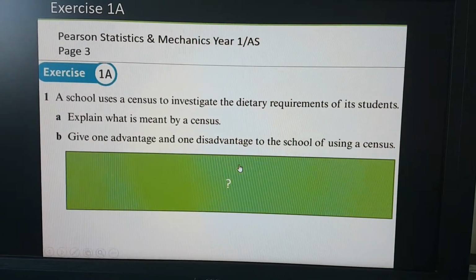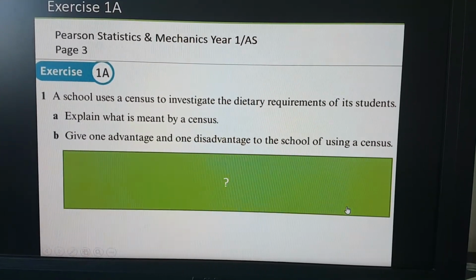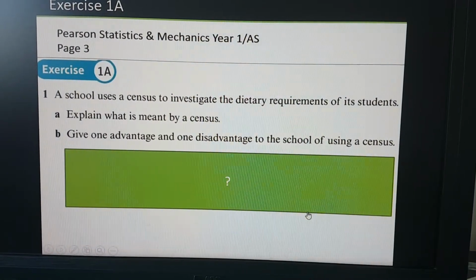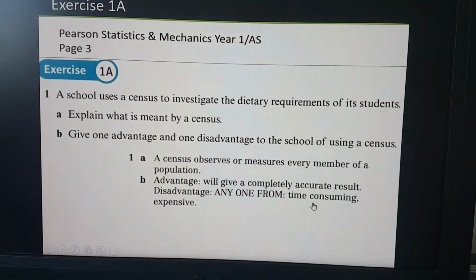Another example. Okay, pause it. Then check your answers.